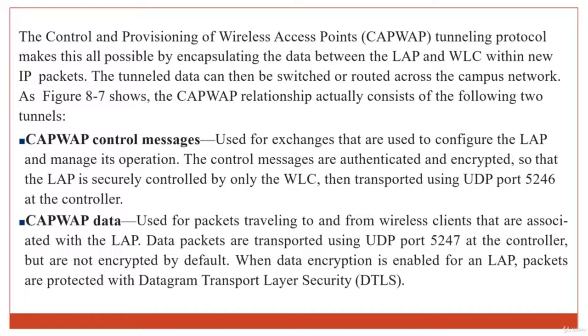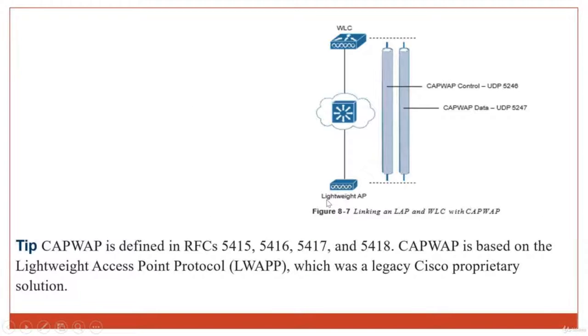In our WLC, we are using a UDP based control tunnel and data tunnel. Now for the data tunnel, DTLS is optional, which means the secure tunnel is optional, at least the encryption is optional. If we want, we can use it; if we want, we do not. So here you can see that the packets are not encrypted by default. The tunnel between them is there, but the encryption is optional. If you want, you can use it.